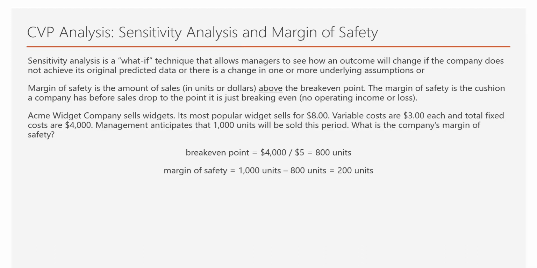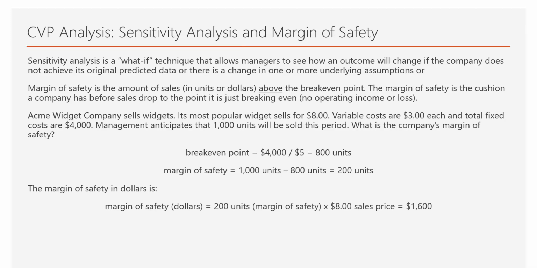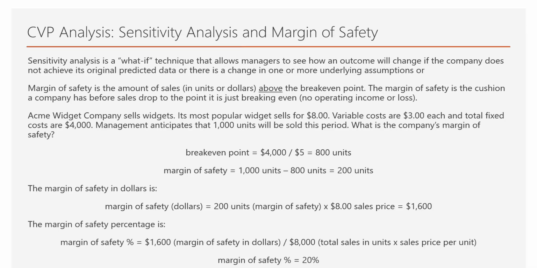So the break-even point is 800 units, taking my fixed costs divided by my contribution margin per unit, $5. So what is my margin of safety? It's my actual sales minus my break-even point in units, and that gives me 200 units. So my margin of safety expressed in units is 200 units. So I can express my margin of safety in dollars as 200 units times the sales price of $8 per unit. My margin of safety is $1,600.